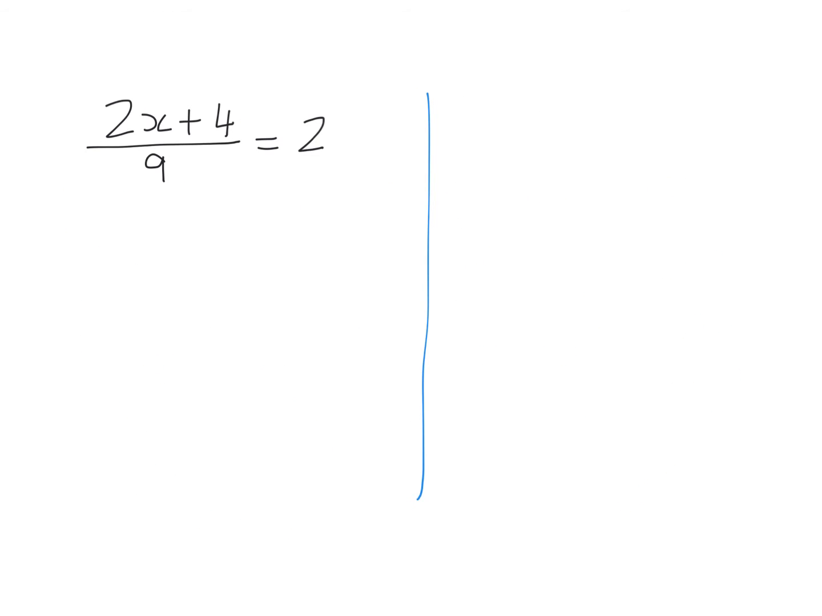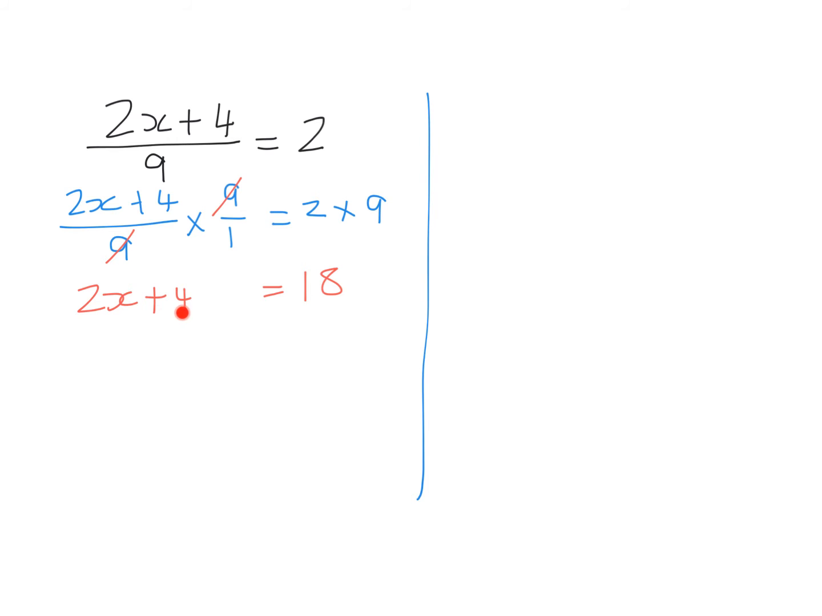Okay, one more. 2x plus 4 over 9 equals 2. See if you can solve this one. Put the video on pause and come back when you're ready. So the first thing I want to do is solve this over here. I want to move this out the way. So I'm going to go 2x plus 4 over 9 multiplied by 9 over 1 equals 2 times 9. These cancel each other out, so it's 2x plus 4 equals 2 nines are 18.